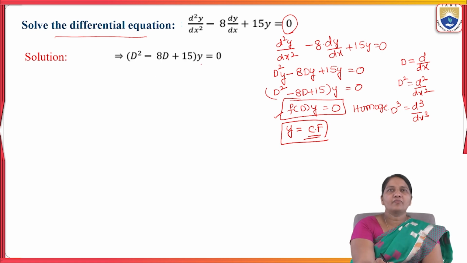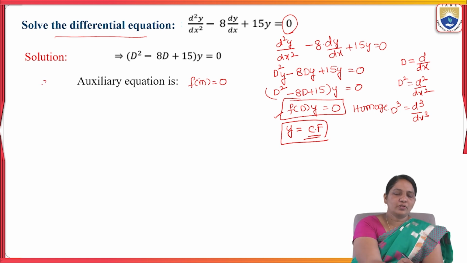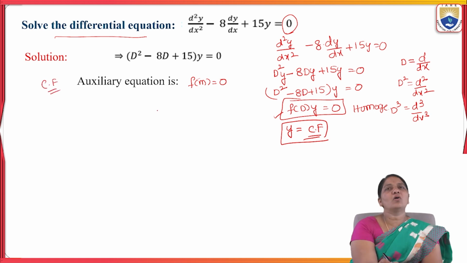So this is D square minus 8D plus 15 into y equal to 0. From this, what do we have to write? First we have to write the auxiliary equation. What is the auxiliary equation? f of m equal to 0. What is the need of the auxiliary equation? To find out the complementary function, we need the auxiliary equation. From that only we can calculate the complementary function.